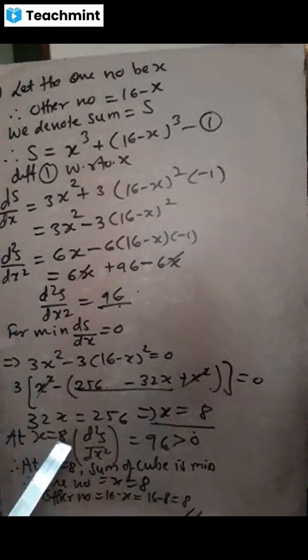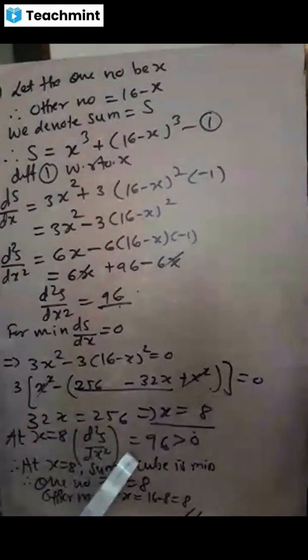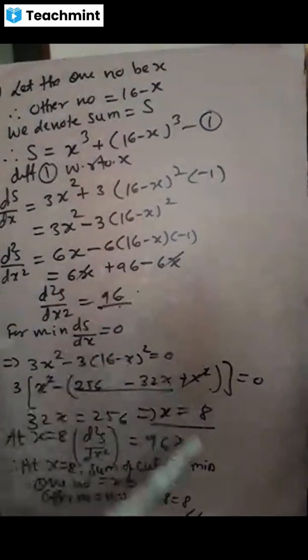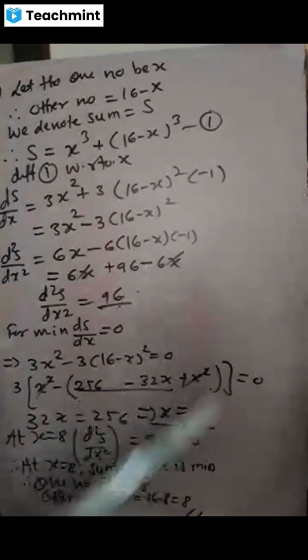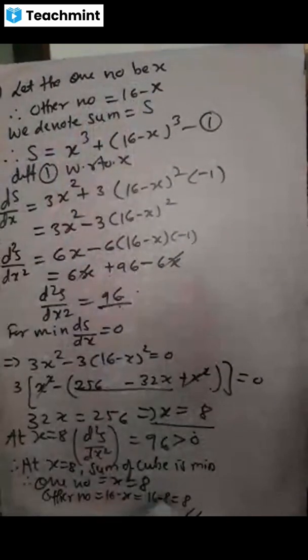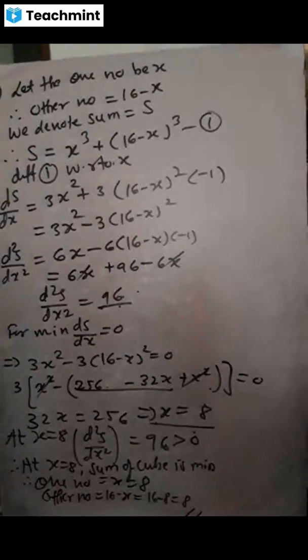So at x equal to 8, d2S/dx square has the value 96, which is greater than 0, which means at x equal to 8 the sum of cubes is minimum. So one number we got is x as 8, and the other number is 16 minus x. So the two numbers are 8 and 8.